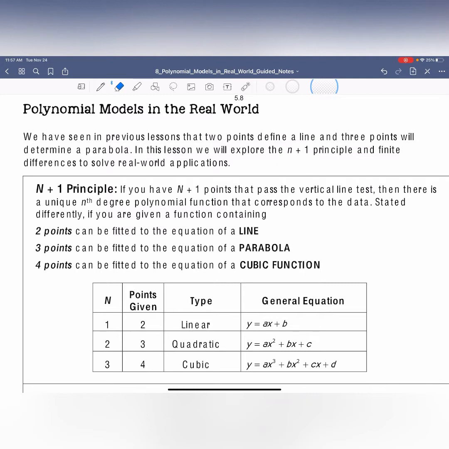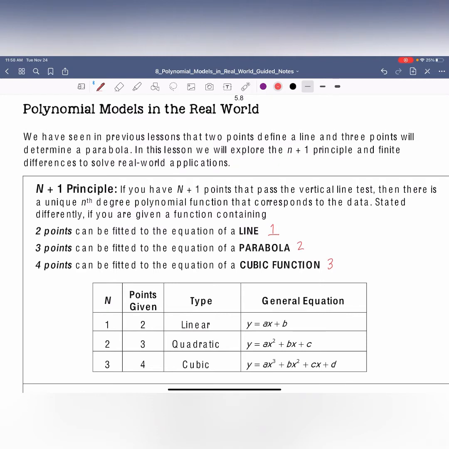All right, so we're going to talk about the n+1 principle. The n+1 principle just says that your degree, which is going to be n, plus 1 is the number of points you need to make a unique graph containing that. So, for example, 2 points can be fitted into a line, 3 points can be fitted into a parabola, and 4 points can be fitted into a cubic function. Again, the degrees on all of these would be 1, 2, and 3. So if we have one more point than the degree, then we can make a unique function out of those points.